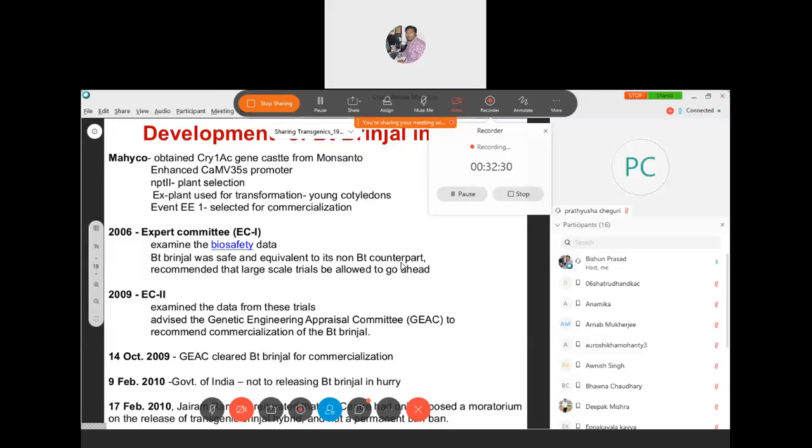After 3 years, in 2009, expert committee 2 again examined the data for these trials, and they advised the Genetic Engineering Appraisal Committee, GEAC, to recommend it for the commercialization of BT brinjal.